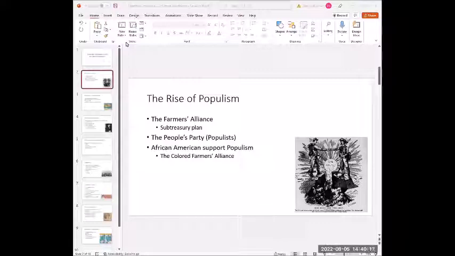Now, what's the whole point of this? Well, we talked about the issue of crop lien. You remember that in an earlier module? What was crop lien? Well, small farmers, they needed money to get by, so they took out loans, right? They needed to buy some new farm equipment, so they took out loans from a bank, couldn't pay the bank back, and they end up losing their homes.